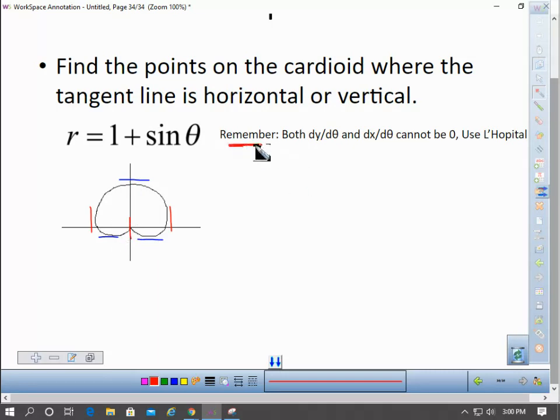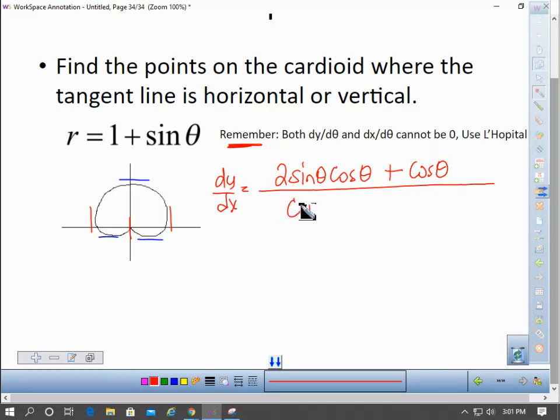And I've got here a little memory reminder: watch out for where dy/d theta and dx/d theta are both 0. That can't be; you have to use L'Hopital's rule to figure out something extra to do. All right, so this is the same function as we had on the previous problem. Our derivative dy/dx, let me just write it down from the previous problem, was 2 sine theta cosine theta plus cosine.